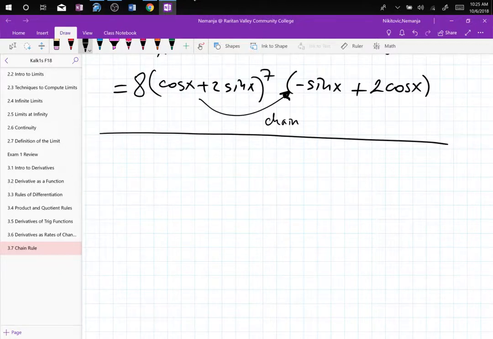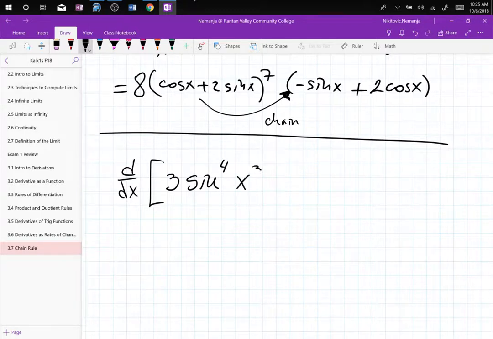How about nested chain rule, right? Let's think about this. Derivative of 3 sine to the 4th of x cubed. How many functions do I have on a pile now? 3. Very good. I have 3 functions on a pile.